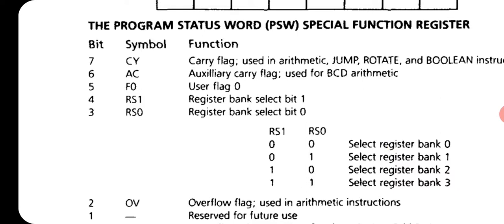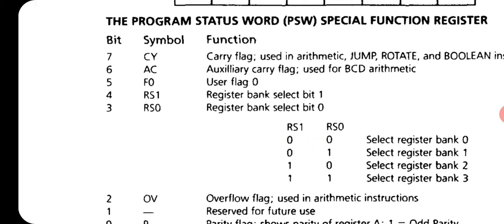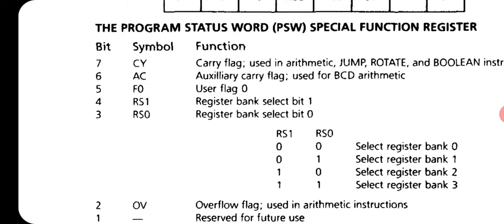Now which bank do you want to select? As I mentioned, there are 4 register banks: register bank 0, 1, 2, 3. Which bank you choose depends upon what you set in these bits. If you set RS1 and RS0 to 0, 0, then you have selected bank 0. Next 0, 1, you are selecting register bank 1; 1, 0, register bank 2; 1, 1, register bank 3.